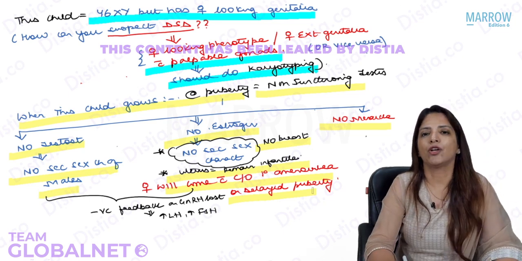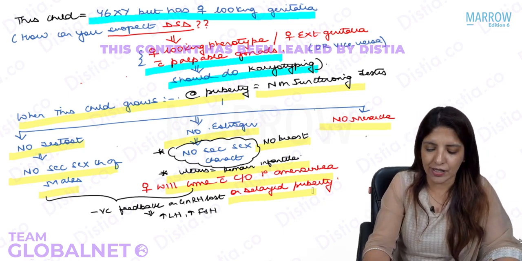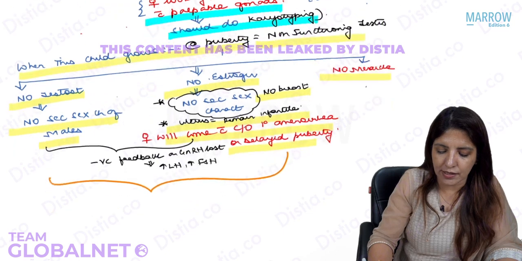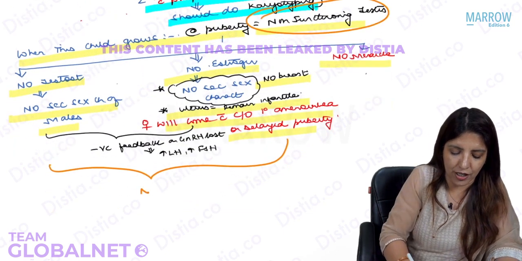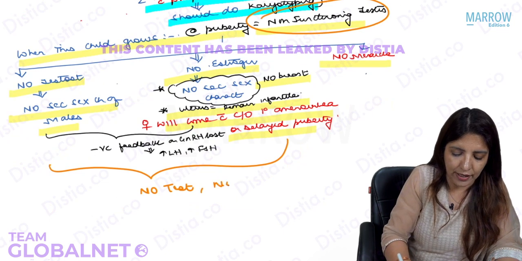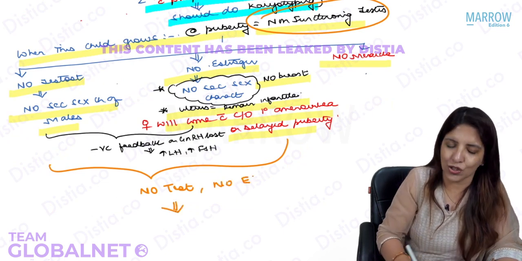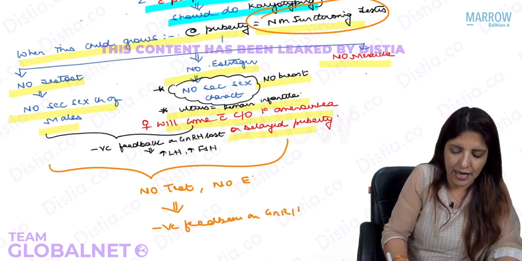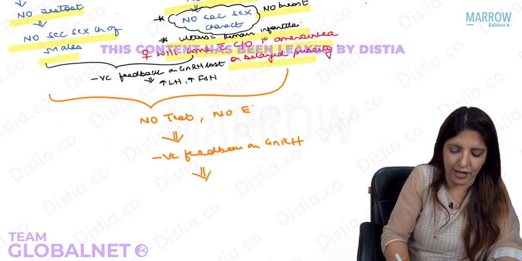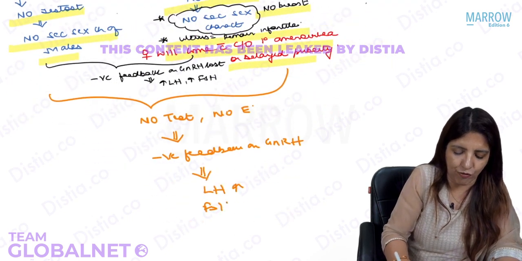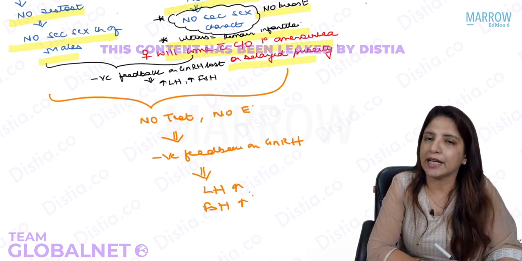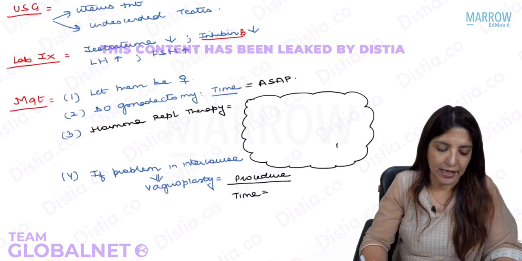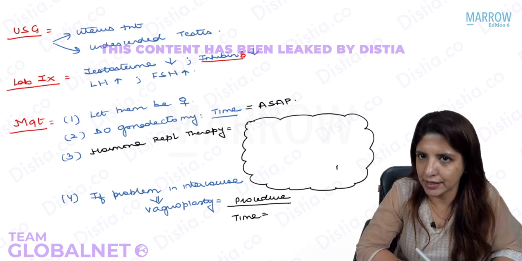Tell me, what are you expecting the LH and FSH levels in this child? Although I have written over here, I'm writing it again. Now, because the testes are not functioning, there is no testosterone, there is no estrogen, and if there is no testosterone or estrogen, the negative feedback on GnRH is not there. And so what happens to the levels of LH and FSH? The levels of LH and FSH are high. So in case of Swyer syndrome, LH and FSH levels are high, right? Now, when you are going to do ultrasound in them, what are you going to see?